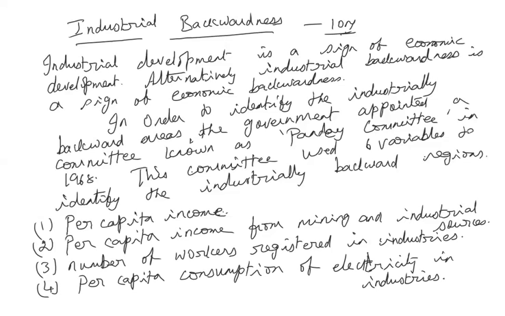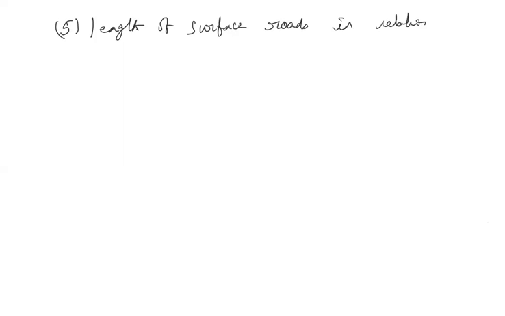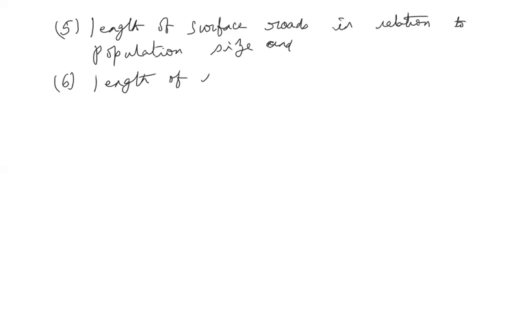Then the next variable used is the length of surface roads in relation to population size, and the length of surface roads in relation to area.